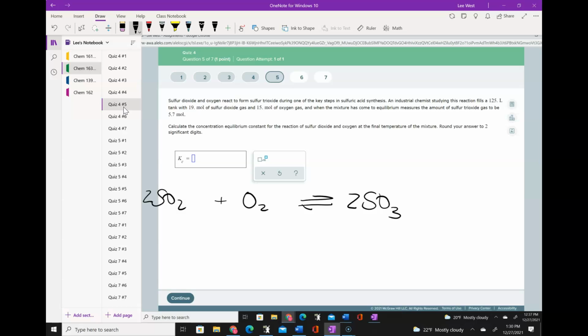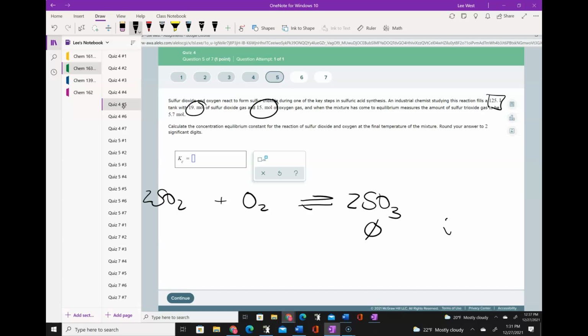All right, an industrial chemist studying this reaction fills a 125-liter tank with 19 moles of sulfur dioxide and 15 moles of O2. So we know initially there's none of that stuff. Now they gave us, what kind of data did they give us? They gave us volume and moles. So we're going to be working in molarity.